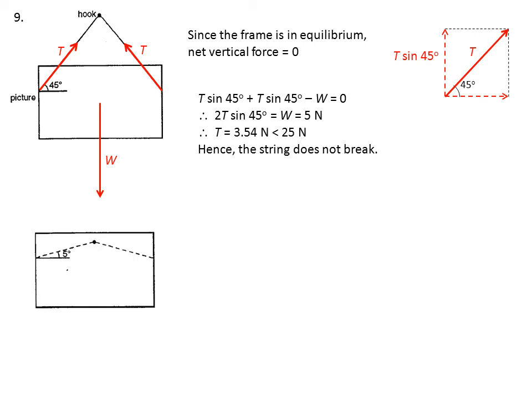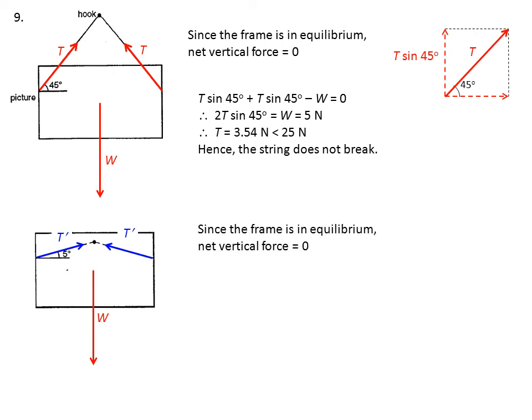Okay, now we consider the second case. Similarly, we identify the forces acting on the picture frame. Right, I label the two forces exerted by the string as T prime, because now the tension is expected to be different from the first case. W, of course, doesn't change. Right, so we apply the same reasoning.